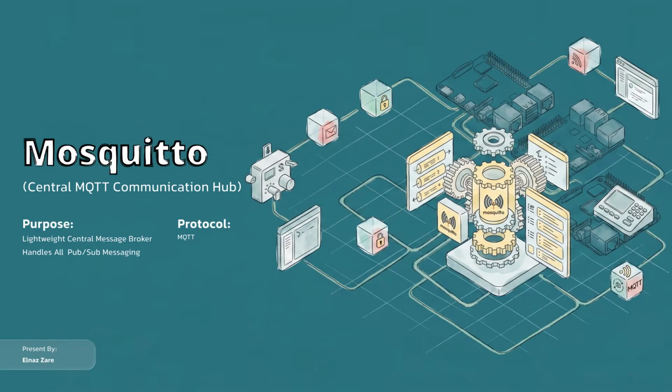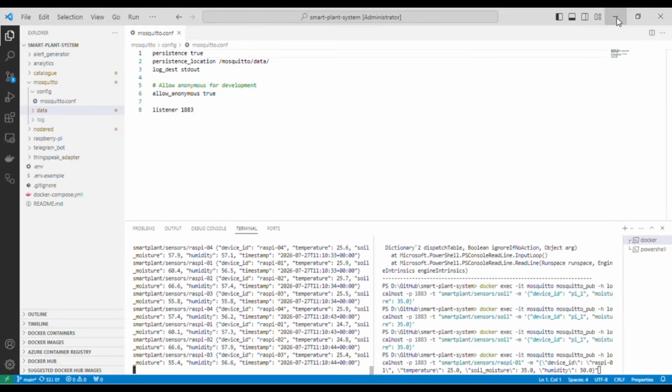Mosquitto serves as the central MQTT message broker for the system. Its primary job is to act as an asynchronous publisher-subscriber messaging hub, decoupling edge sensors from analytics modules, alert generators, and cloud adapters. When a sensor publishes a message, Mosquitto immediately distributes it to all subscribed microservices without requiring direct client-to-client connections. Let's look at mosquitto.conf, which controls how the broker behaves.